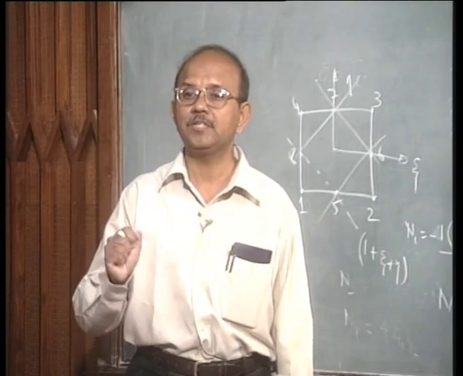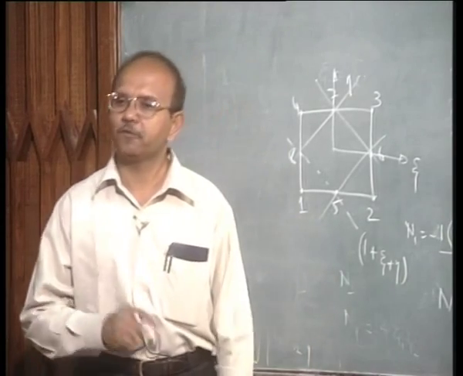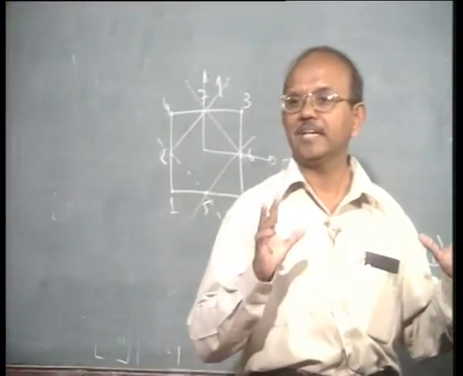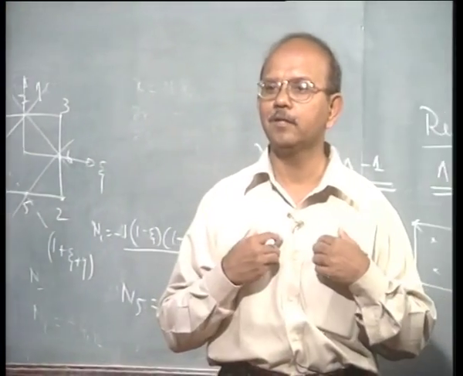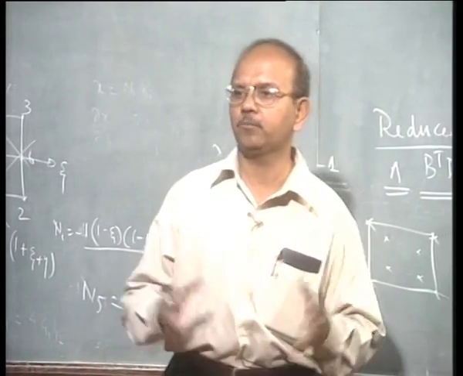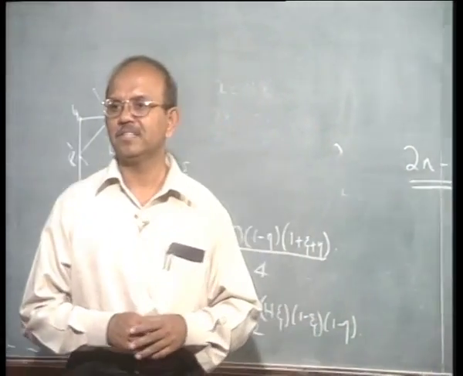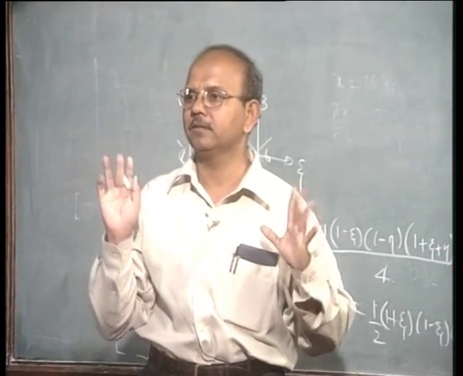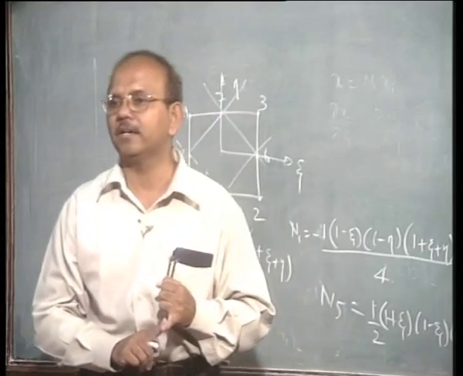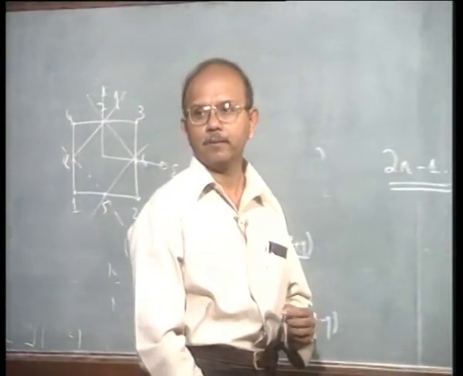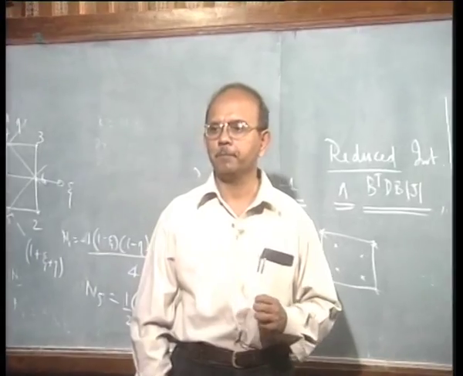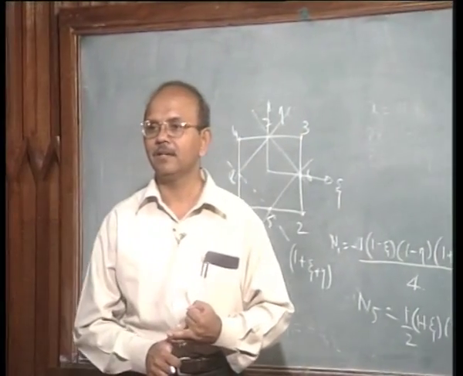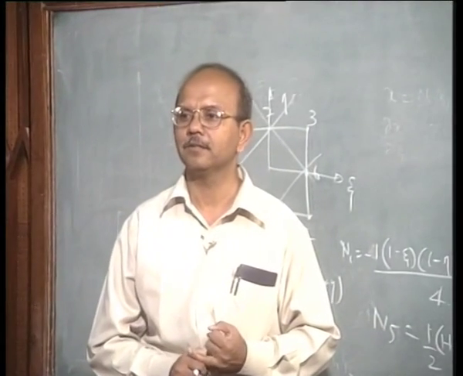When I use a reduced integration point, the first thing I immediately gain, forget about anything else, is what? Why am I looking at 1 integration point instead of 4 integration points? One thing I immediately gain is computer time, cost, period, first thing, because I need to now calculate it only at one point. Number 2, what is the other thing that happens? That is a difficult question to answer.